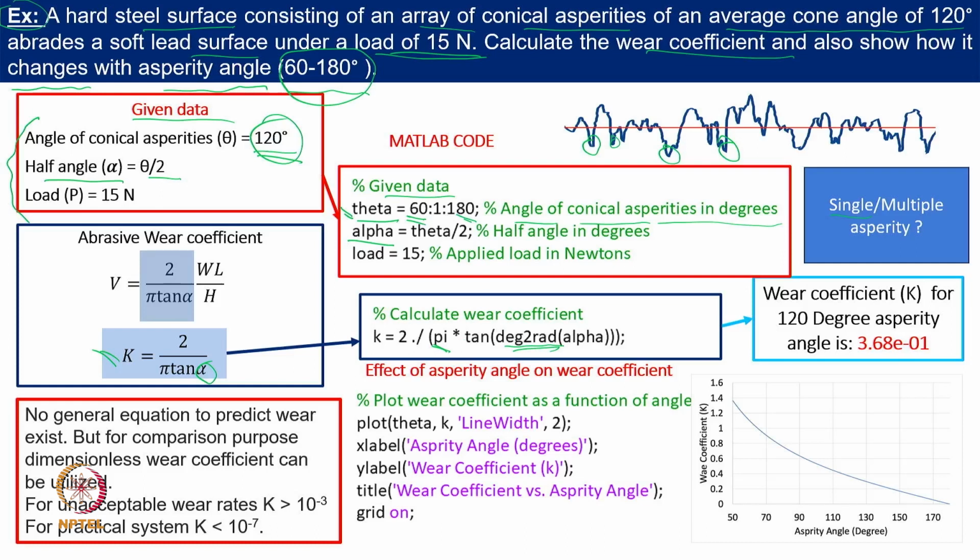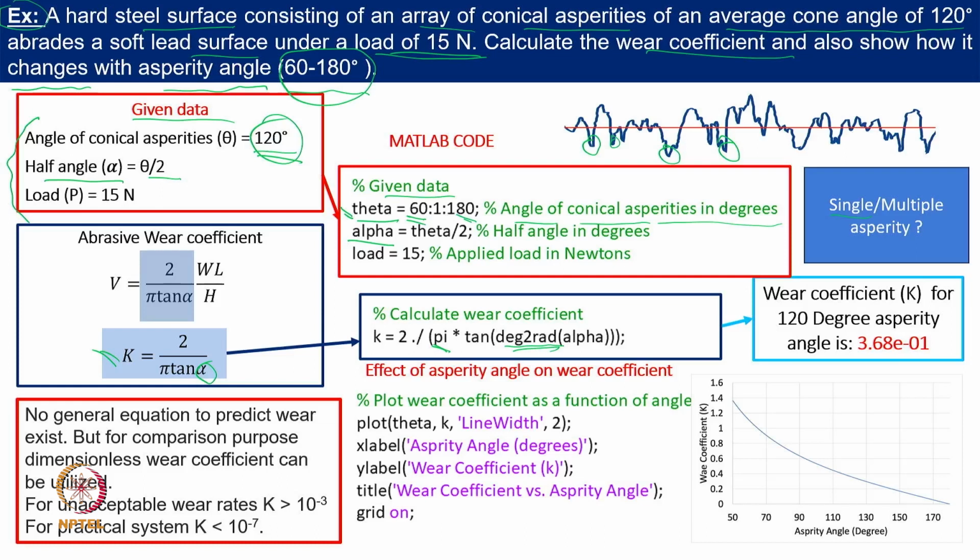In one shot we will get the values of k. The starting value is 60, the final value 180, and the increment in each step will be 1. So, 60, then 61, then 62, then 63, it will be done continuously.